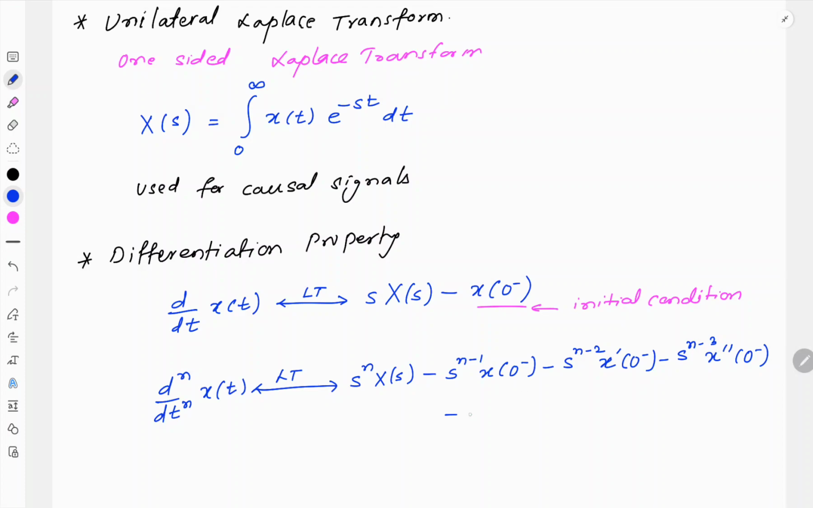so here go on decreasing the power of s and go on increasing the order of derivative of small x. So in this way, if we go on finding the next terms, the last term will be x with the n minus 1th derivative of 0 minus. So this is the generalized equation for the differentiation property in case of the unilateral Laplace transform, where x of 0 minus represents the initial condition.